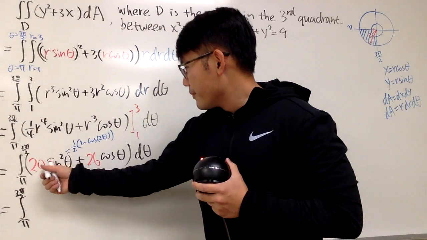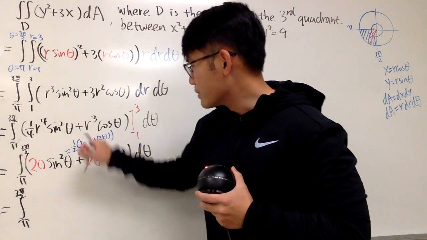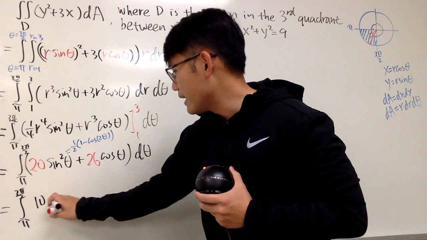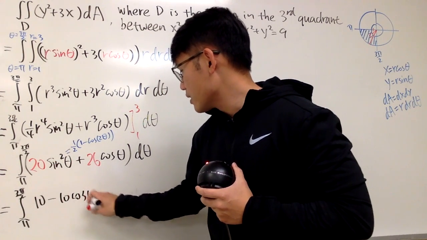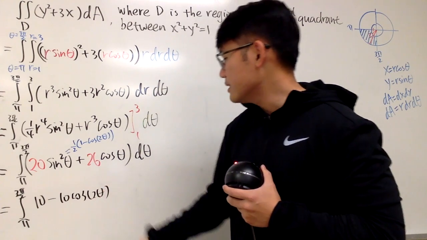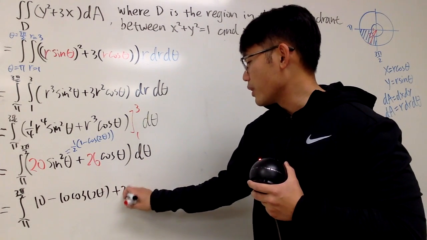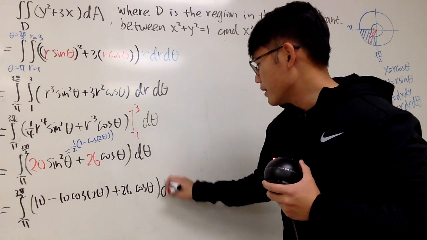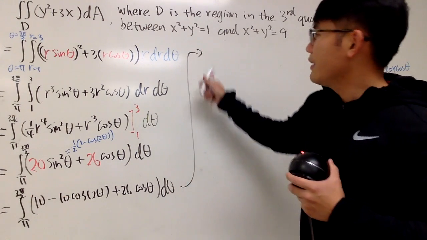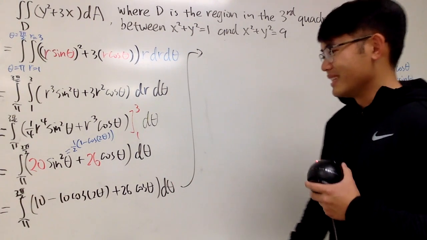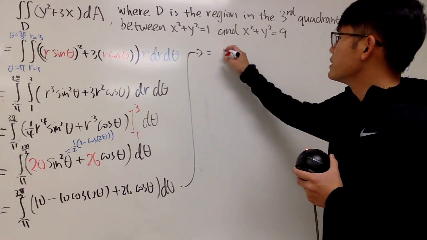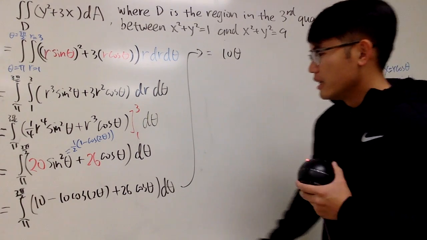But anyway, that's 10. 10 times 1 is still 10. And then still 10 times that, so we have minus 10 cosine of 2 theta, like this. And then this right here is plus 26 cosine theta, right? D theta. Aha, I have another integral sign for you guys. So cool, huh? Anyway, integrating 10 in the theta world, we will end up with 10 theta.